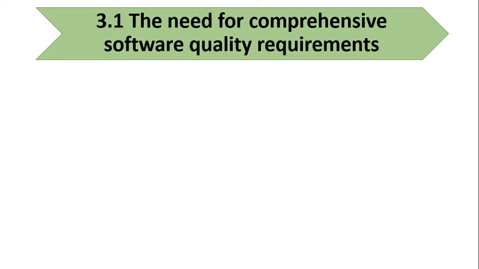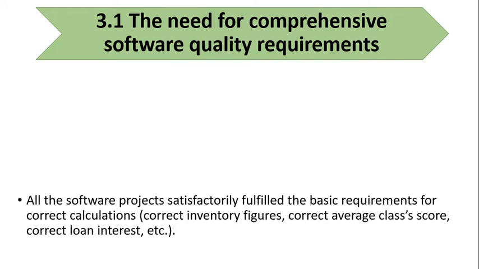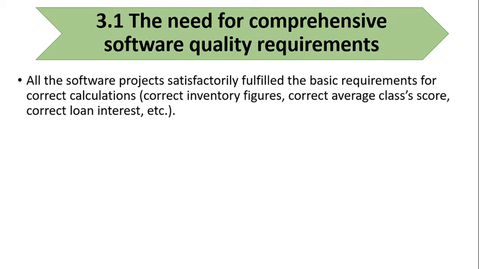Before starting the architecture, we discuss why software quality requirements are needed. The first reason is that all software projects satisfactorily fulfill the basic requirements for correct calculation. Correct calculations means a correct inventory figure, correct average, and correct loan interest.